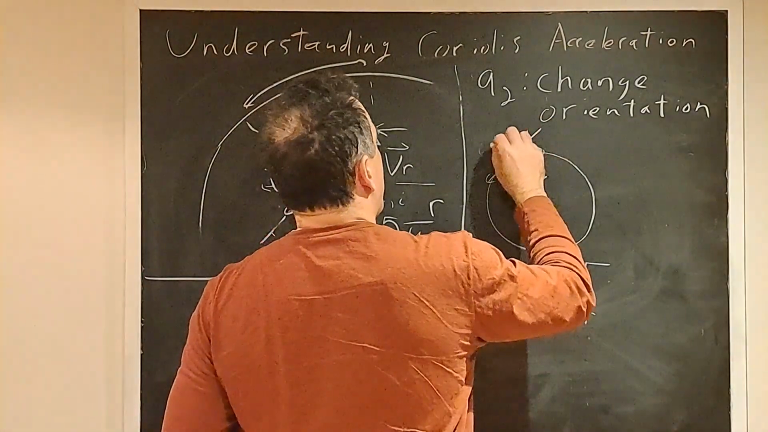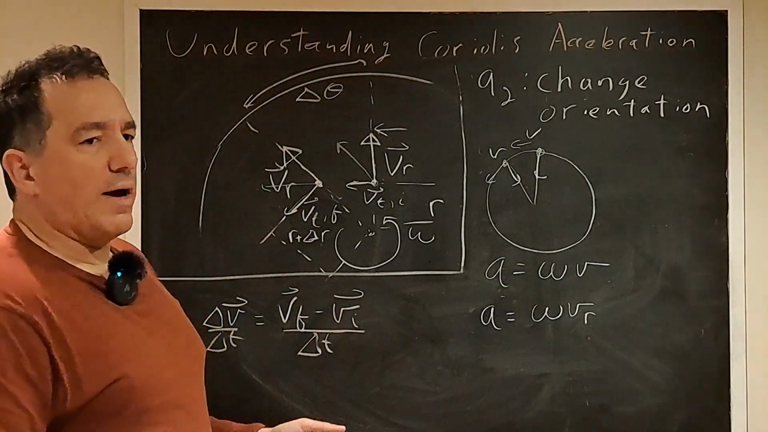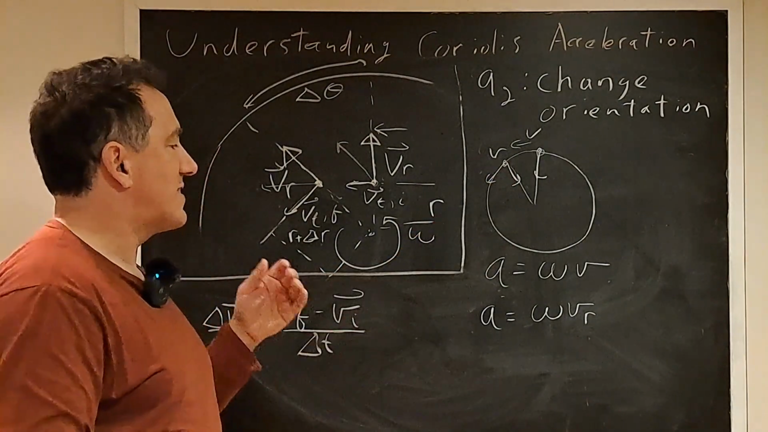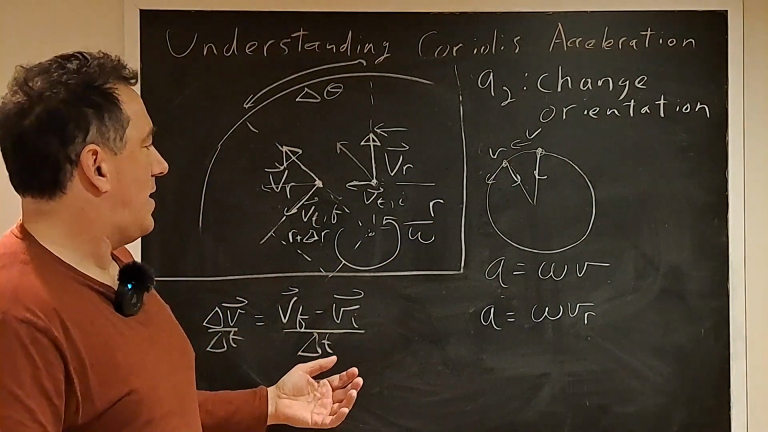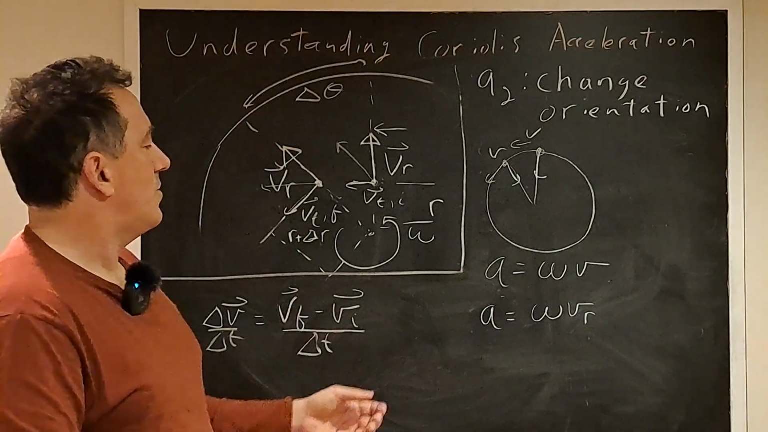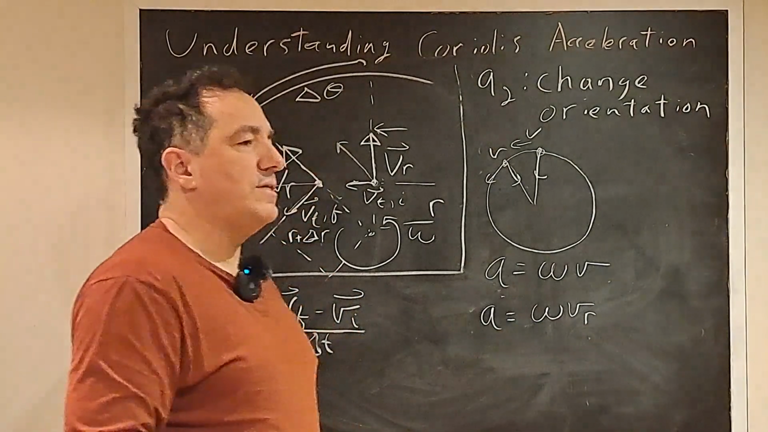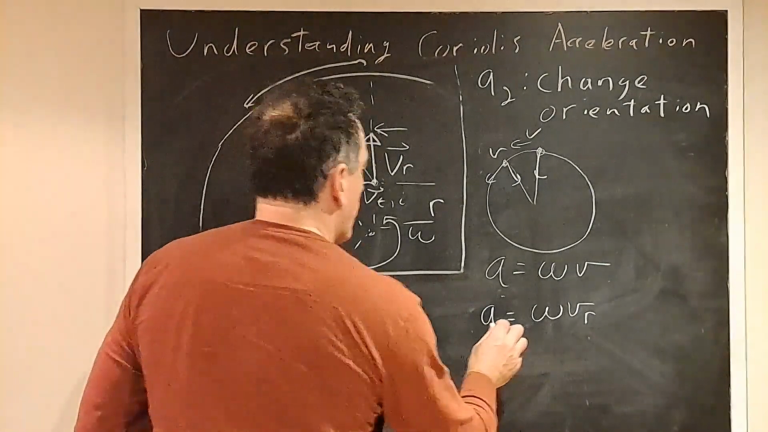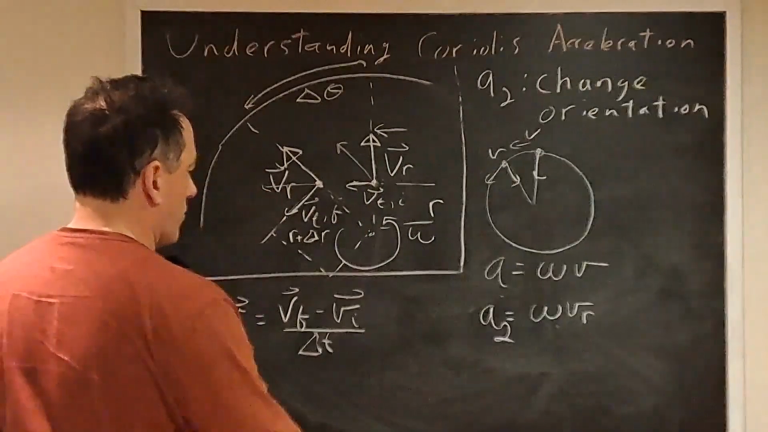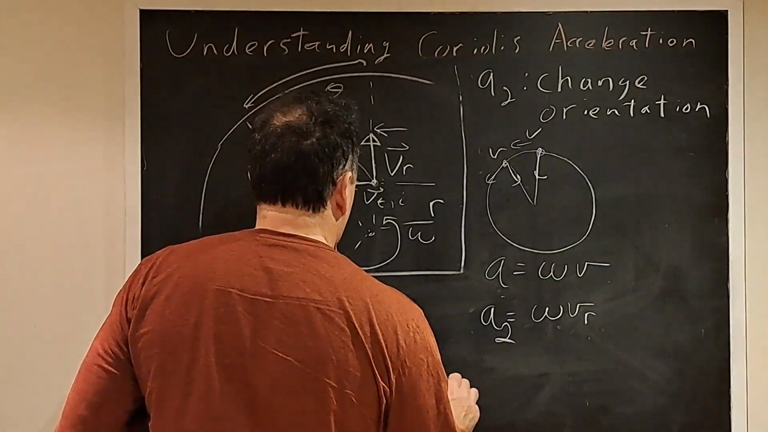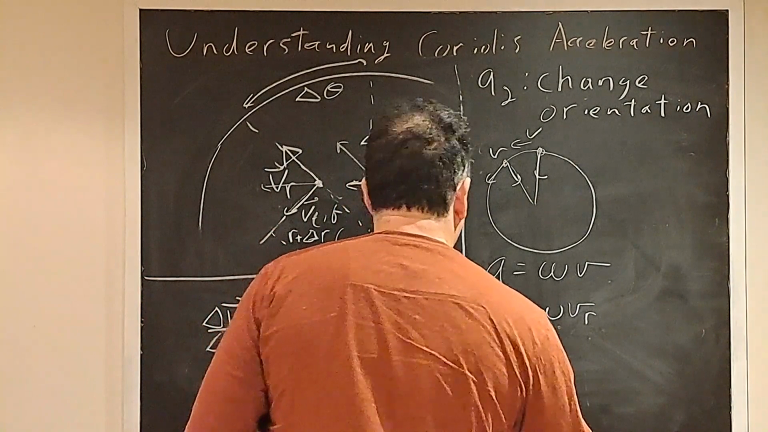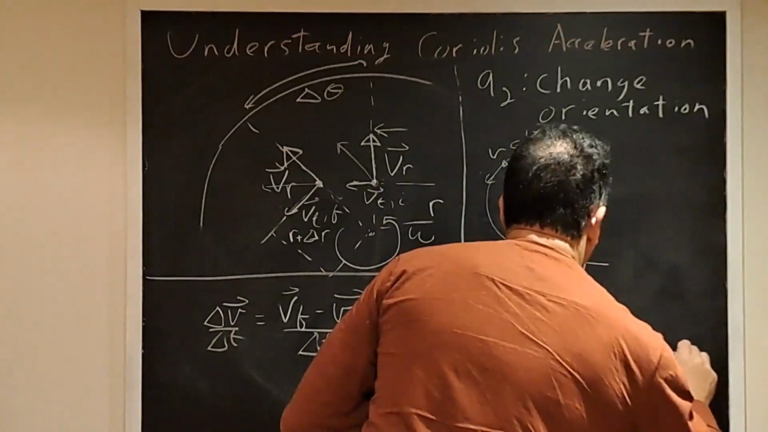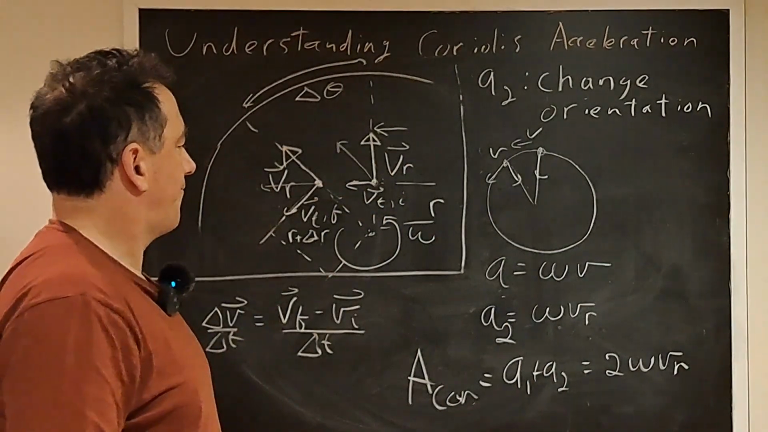So that would be V. And how do we do that? Well, I could show it, but you can look online at the many derivations of the centripetal acceleration. The calculation is exactly the same. You use the cosine law and find out that in the end, you're left with the term equal to omega v, where v is the magnitude of the velocity, the speed in the radial direction. So A2 is equal to omega Vr. And of course, the Coriolis acceleration equals A1 plus A2, which equals 2 omega Vr. And that's it for today.